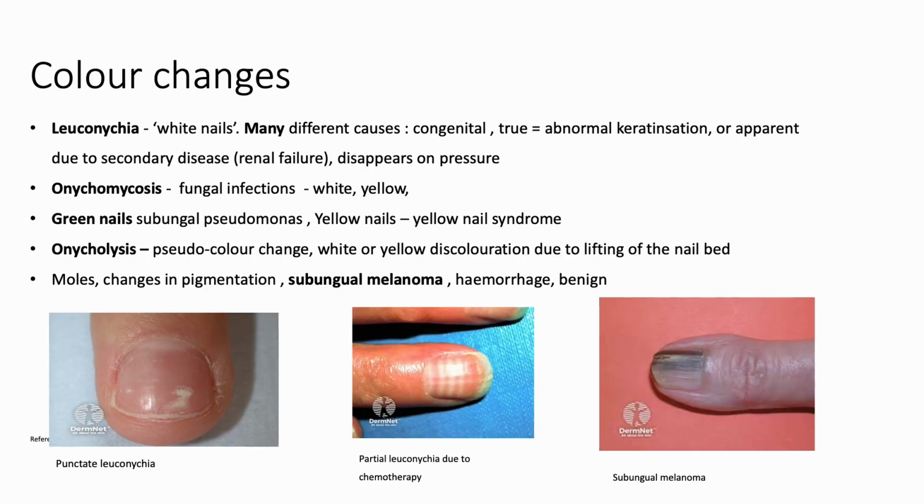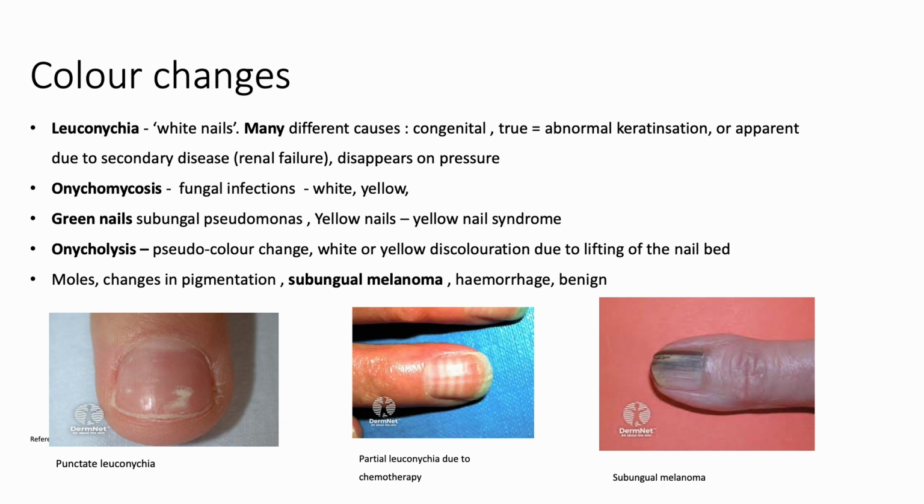Colour changes. In this slide we'll discuss terms used for colour changes to the nail and what these can indicate. In general, when describing colour change, you must highlight whether or not it is full or partial. Leukonychia, or white nails, is a term used to describe the whitening of the nails. A way of remembering is thinking that leukocytes are white blood cells, and therefore leukonychia is whitening of the nails.